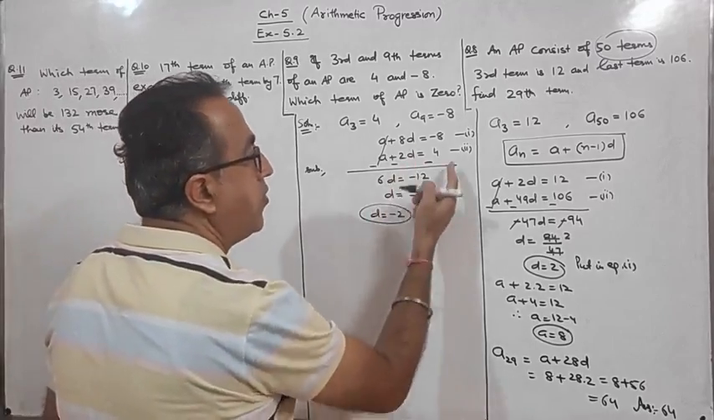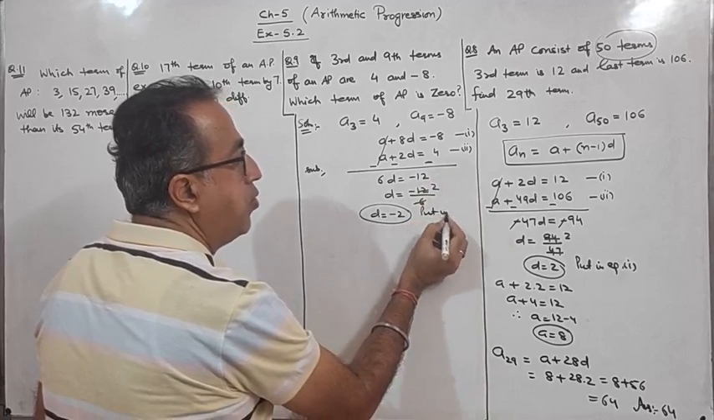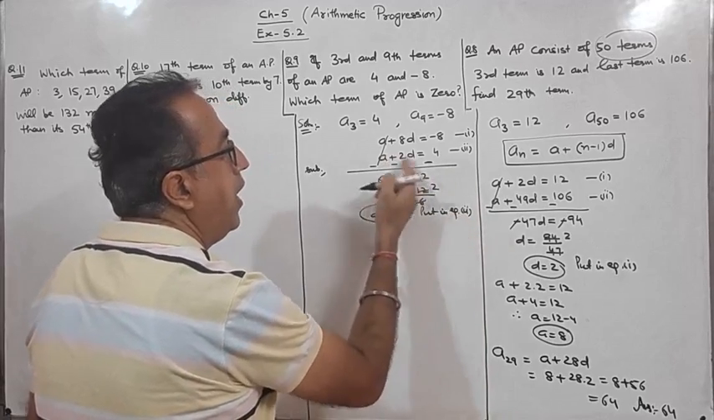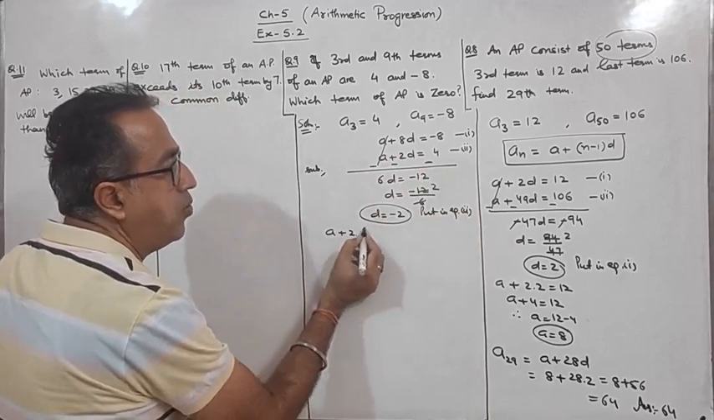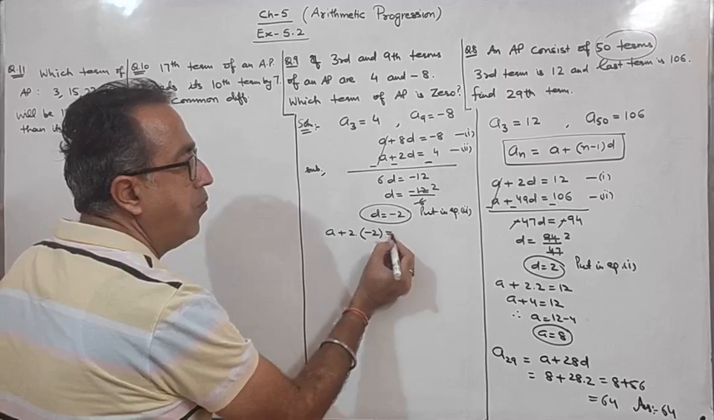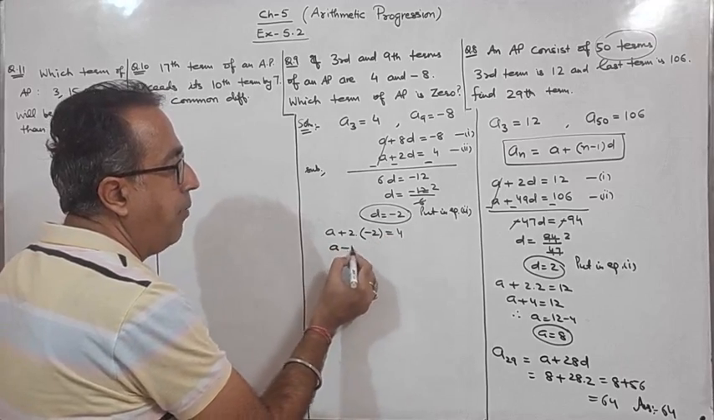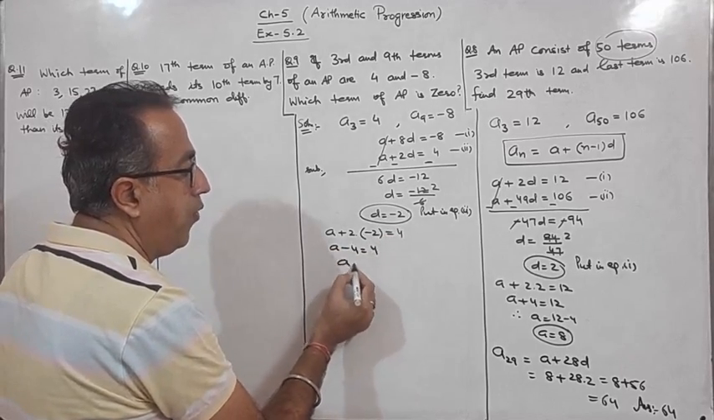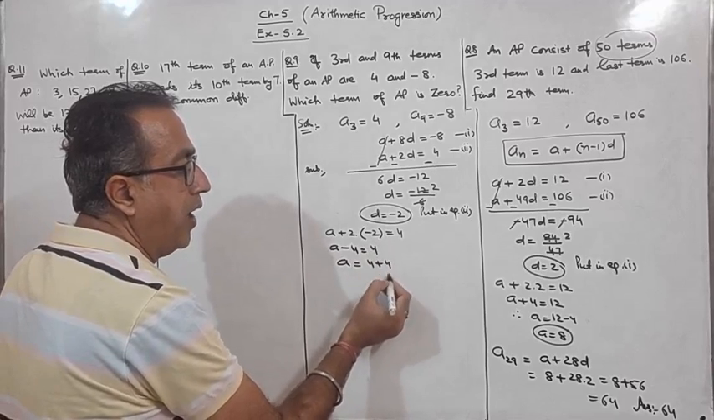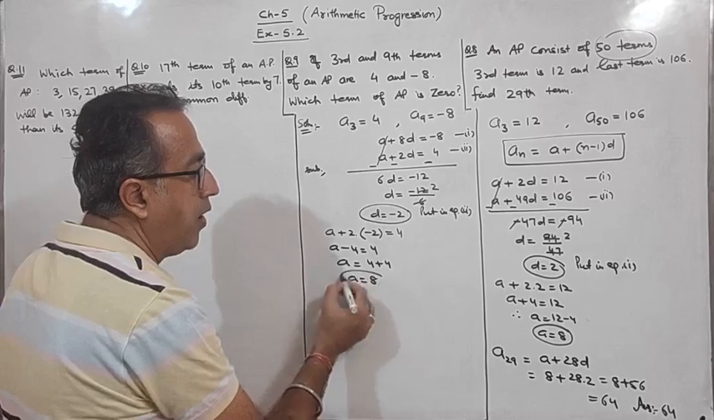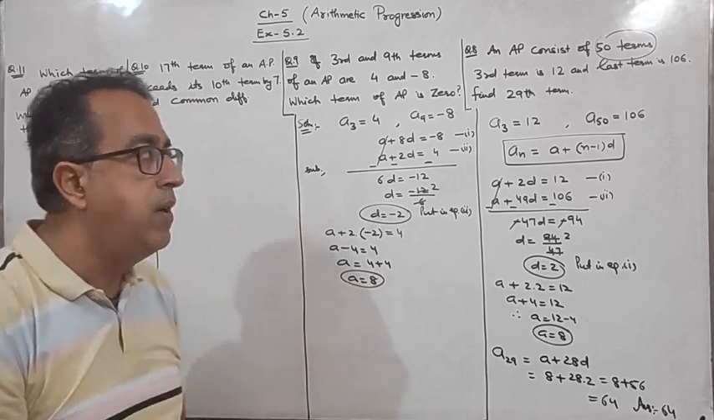Putting in the first equation or second equation, we put in equation 2: a plus 2d, a plus 2 in place of d minus 2 equals 4. a minus 4 equals 4. Shift this minus 4 to the right hand side, we get a is equal to 8.